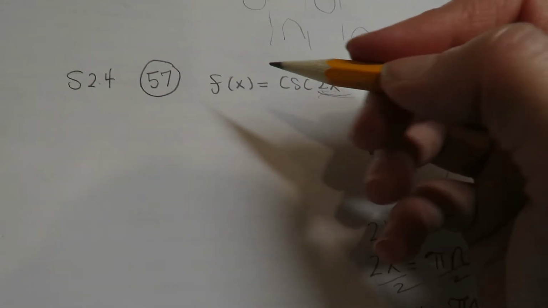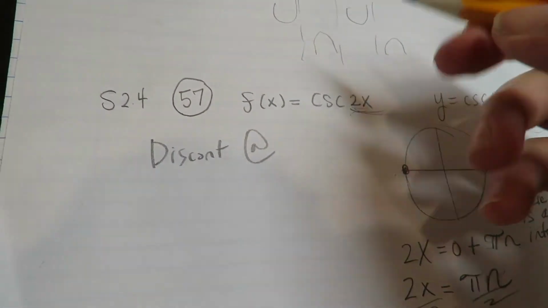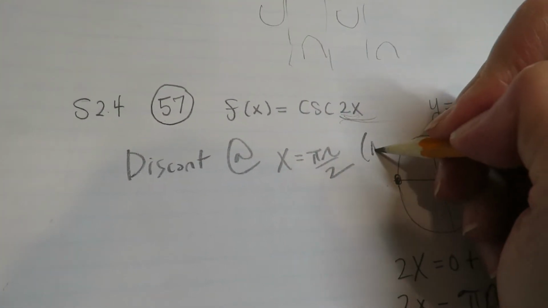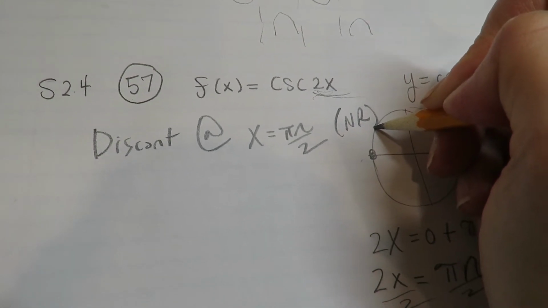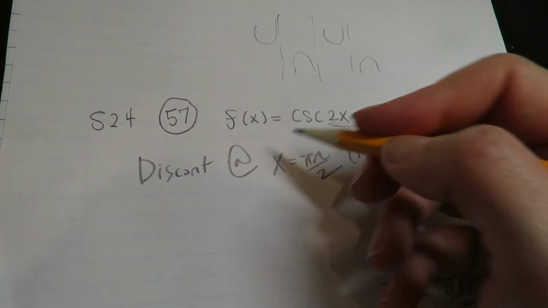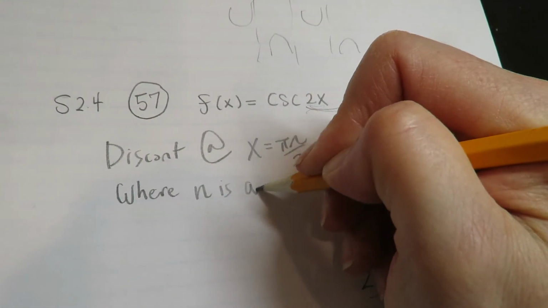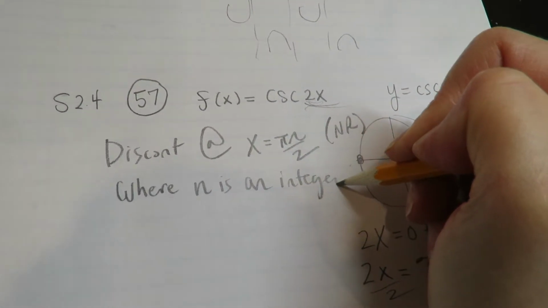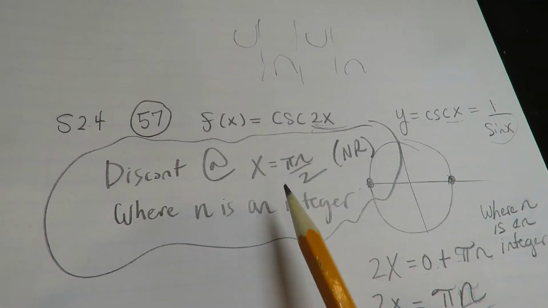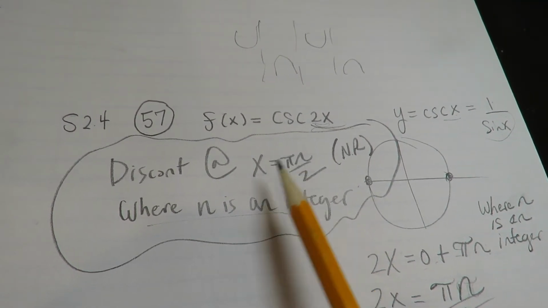So that means, just to write the answer out nicely, the discontinuities will occur when x equals pi n over 2. They're non-removable because they're vertical asymptotes, and n is an integer. Okay, so that's the answer to this one. It's going to happen at pi n over 2, which is non-removable because they're VAs, and in this equation, n is an integer.